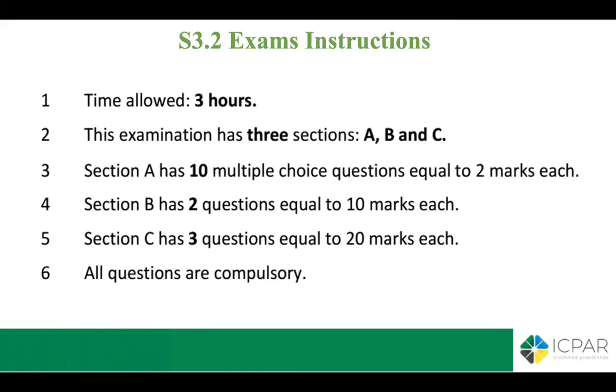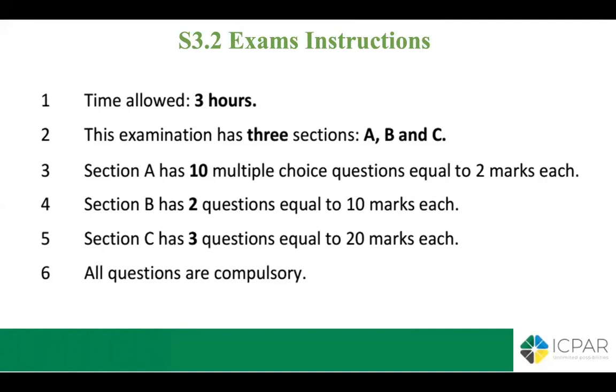S3.2 is a 3-hour paper. This paper has got three sections. This is normally the instructions that you receive when you get the S3.2 exams paper. These instructions are normally provided in the first page. So S3.2 is a 3-hour paper. The 3-hour paper has got three sections. Please let's listen carefully so that you know how to tackle the questions. So there is section A, there is section B, and there is section C.